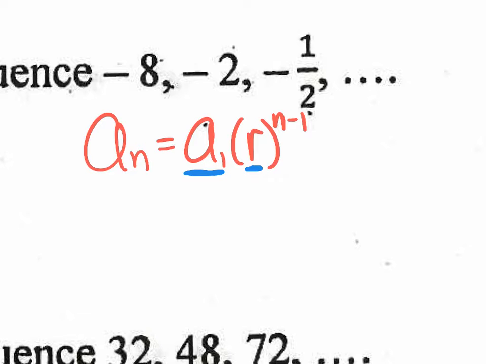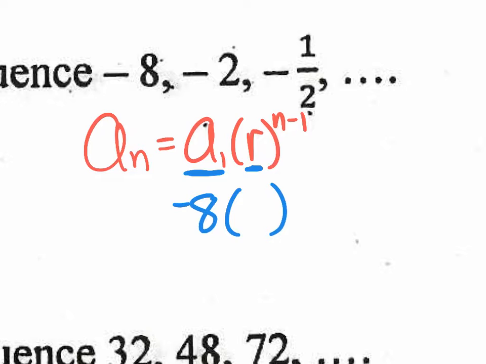So what is a sub 1? Esteban, what's a sub 1? -8. So we're going to put a -8 right there. And then we have the parentheses. And what is your common ratio? Is it -1/4 or positive 1/4? Positive 1/4. Now let's go back to the instructions.